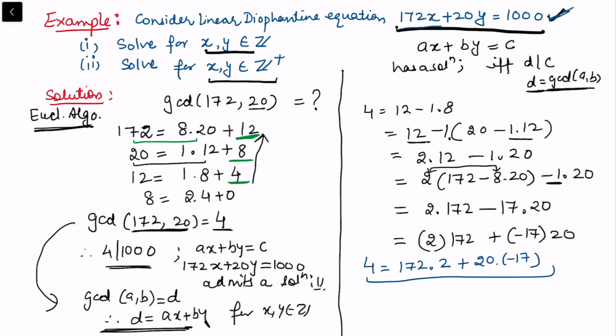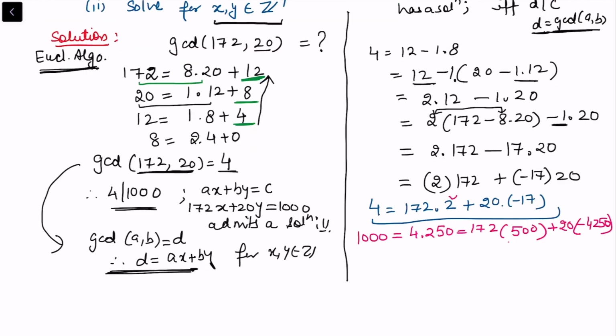Look here. From the given question, we needed 1000. So to get 1000 on the right hand side, multiply this equation by 250 on both sides. So we get 1000 equal to 4 into 250, that is the same as 172 into 500, since I have multiplied 2 by 250 on both sides, plus 20 into minus 17 into 250. So this will give me minus 4250. So this is the initial x naught and y naught solution for the linear Diophantine equation.